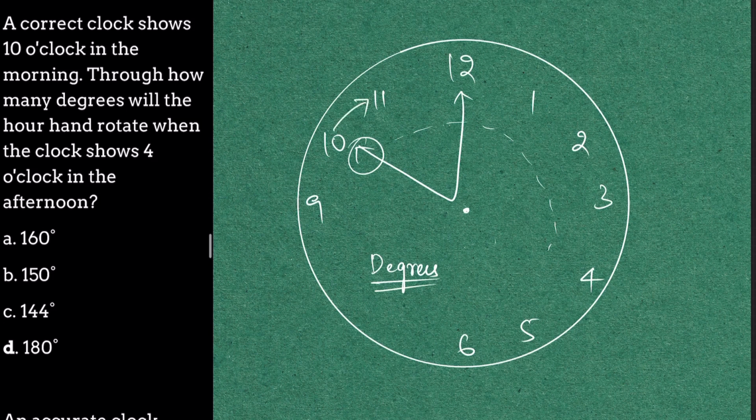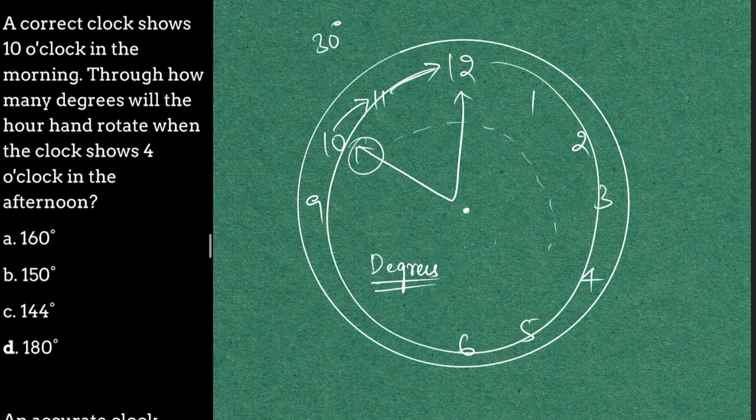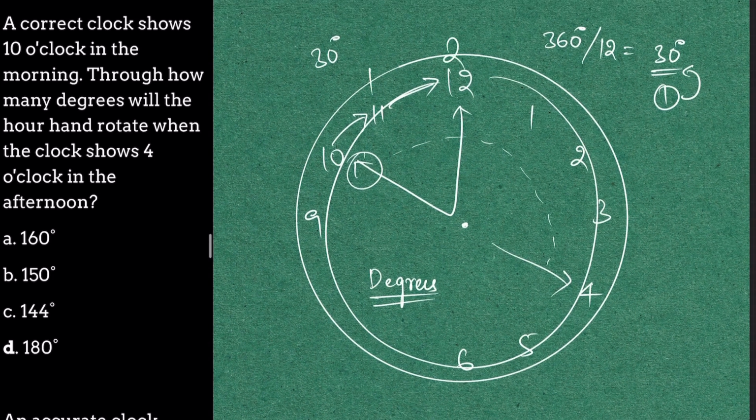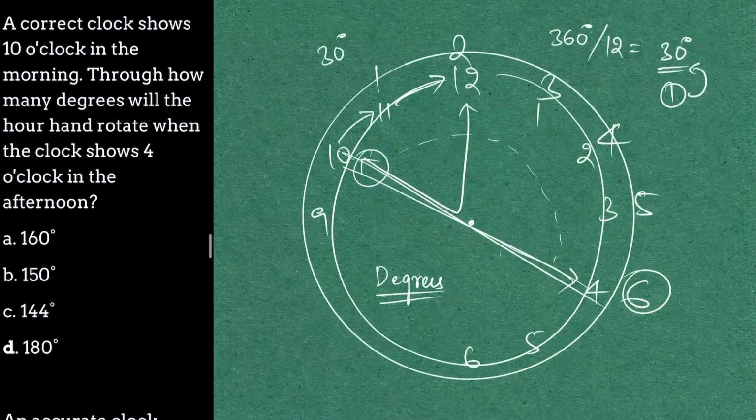If you have already studied the clock topic, you know for sure that in 1 hour, from 10 to 11 and from 11 to 12, the hour hand moves 30 degrees. Because if you look at this entire circle, that would be 360 degrees. And since there are 12 hours, 360 by 12 would be 30 degrees. That means for every 1 hour, it moves 30 degrees. So now how many hours should it move to reach 4 o'clock? That would be 1, 2, 3, 4, 5 and 6. Since it has to cover halfway, it has to move 6 hours to reach 4 o'clock.